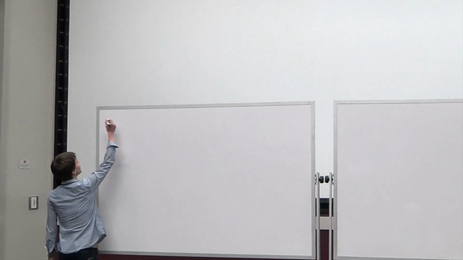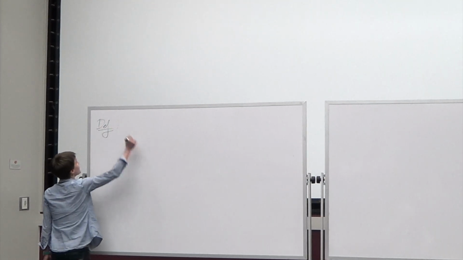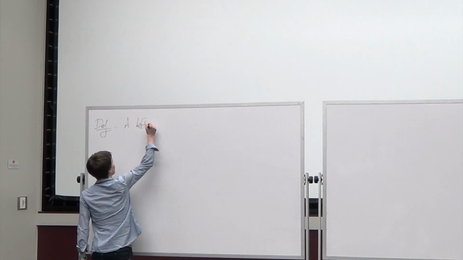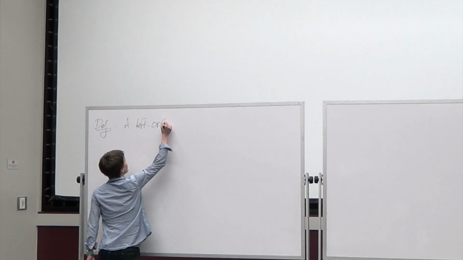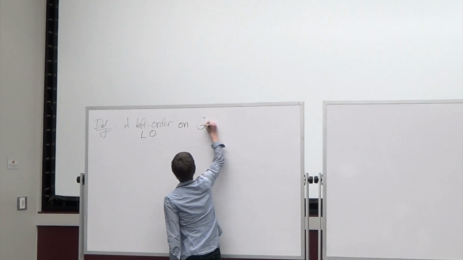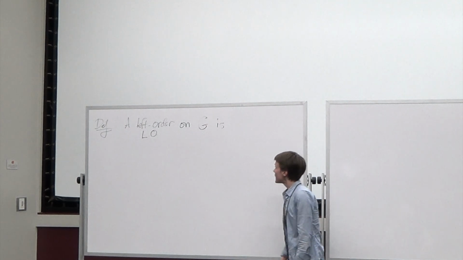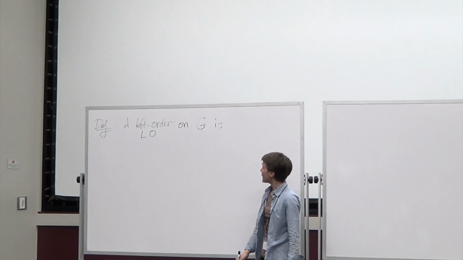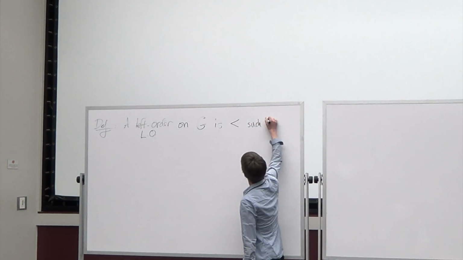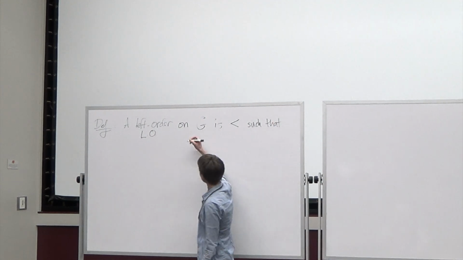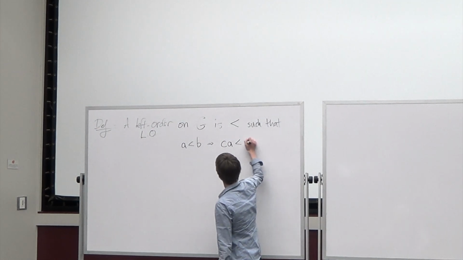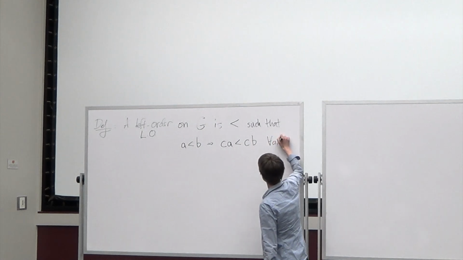So, definition. If you have a group G, a left order, or a left invariant linear order, which I'll also often just write as an LO, on a group G, is, well, it's what you might think. It's a total order invariant under left multiplication, so it's some total order less than, such that if I take some elements of my group, A and B, if A is less than B, then CA is less than CB for all elements A, B, C.